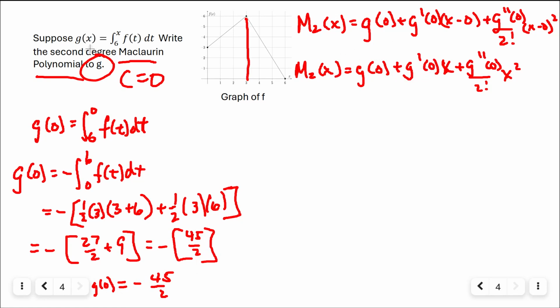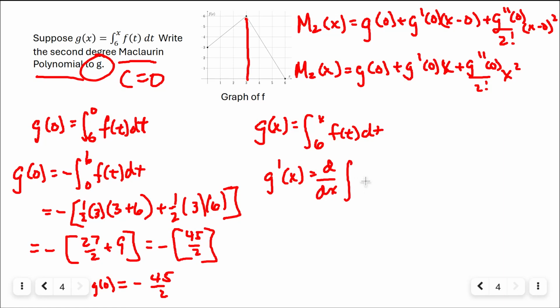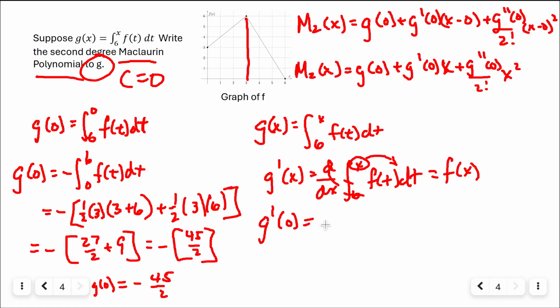Now I got to find g prime of 0. So I need to find g prime of x. Well, g of x is equal to the integral from 6 to x of f of t dt. So g prime of x would be the derivative of the integral from 6 to x of f of t dt. Now, the derivative and the integral knock each other out. The numeric bound gets ignored. The variable bound gets substituted in, and I derive the bound. So this is going to be f of x. So g prime of 0 is f of 0.